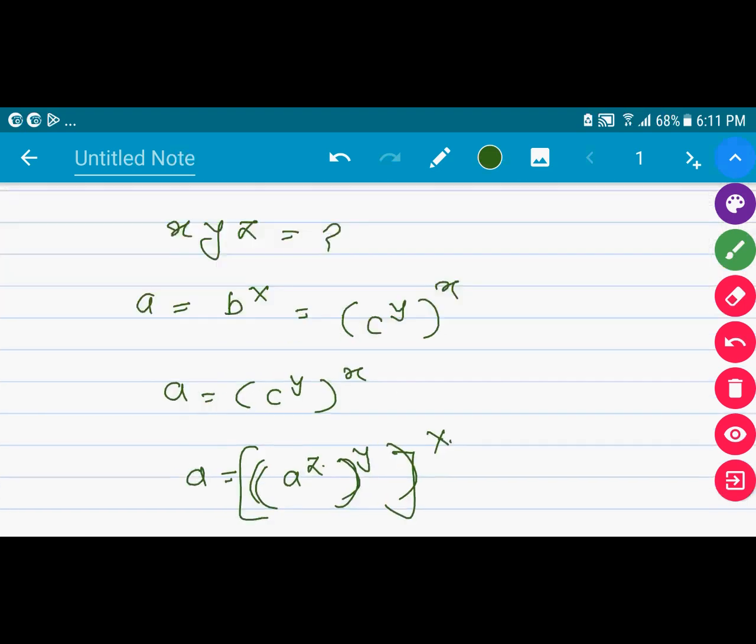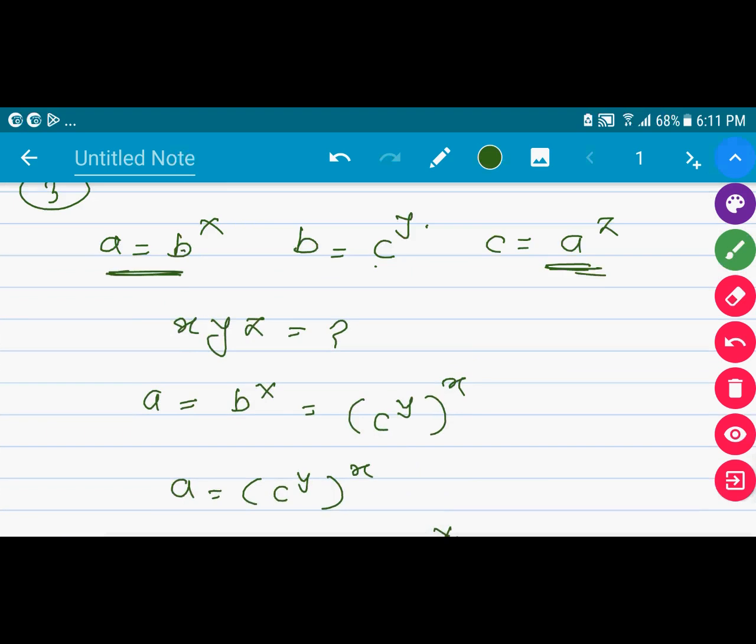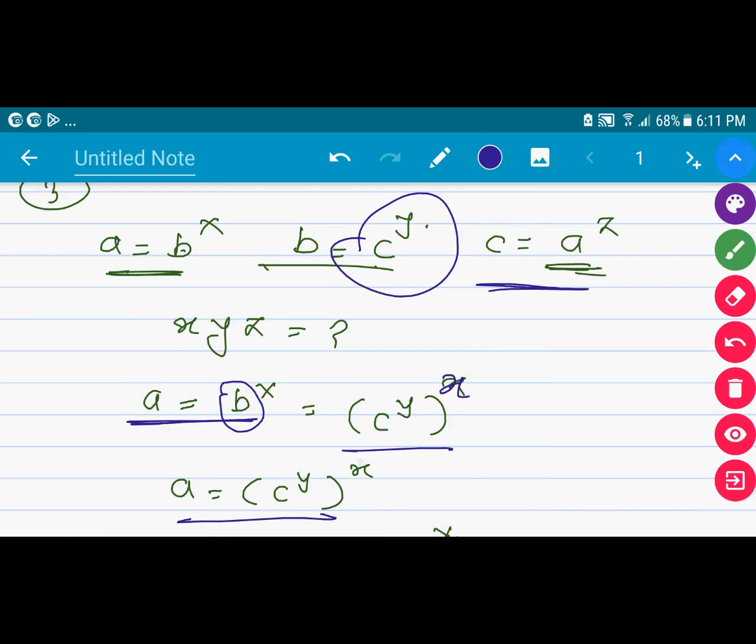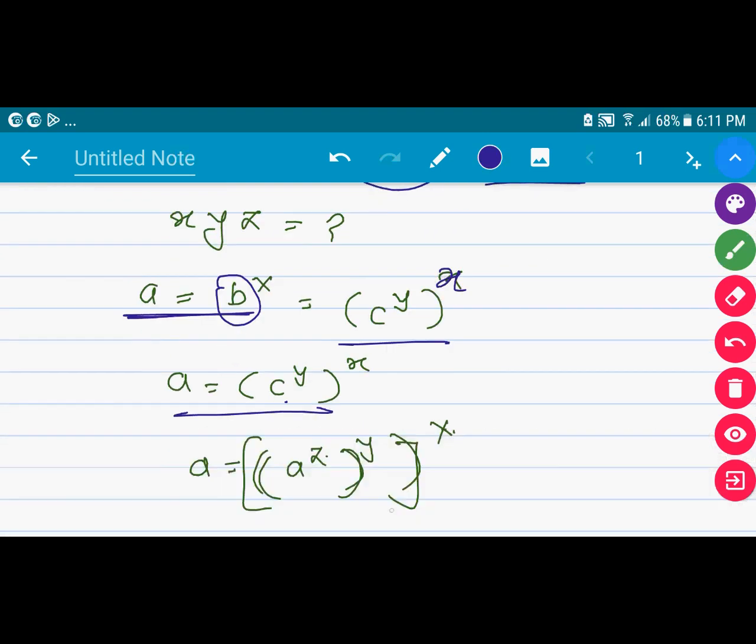Okay, I will explain it again. So what is given to us? a is equal to b raised to x, b is equal to c raised to y, and c is equal to a raised to z. Now we have the equation a is equal to b raised to x. So b is replaced here by c raised to y, and its exponent, that is x. Now our equation becomes a is equal to c raised to y raised to x. Now we will replace this c with a raised to z. So the equation becomes like this.